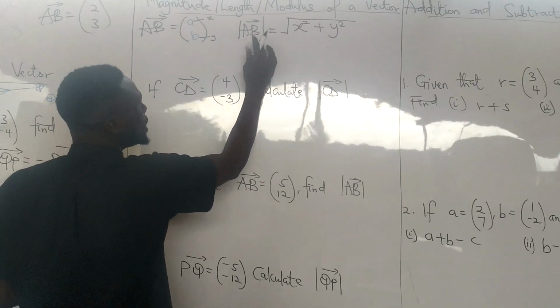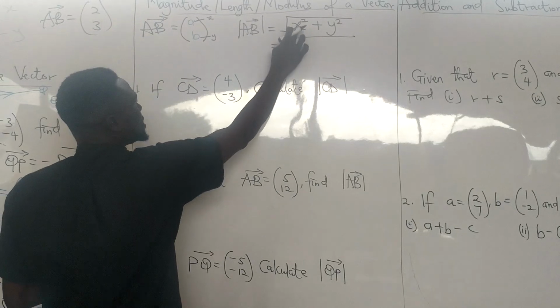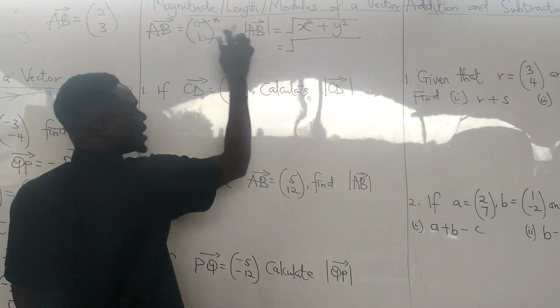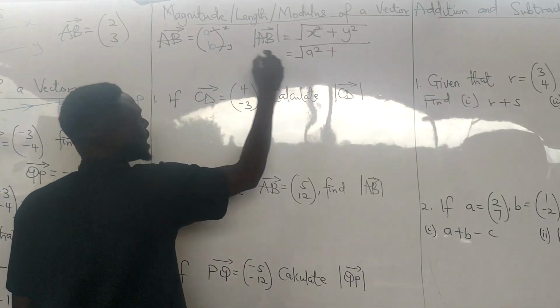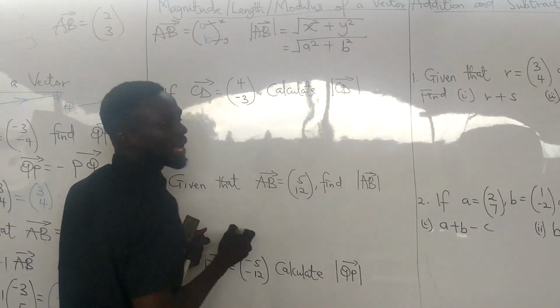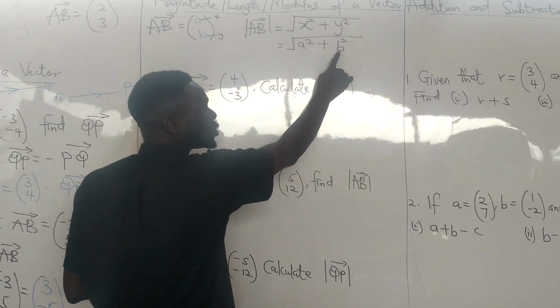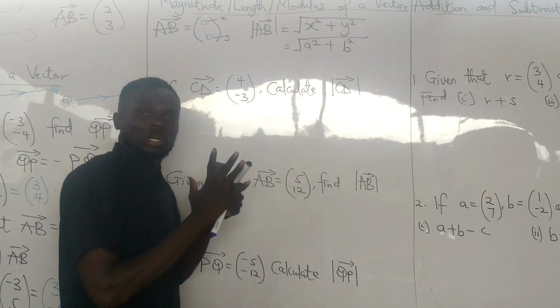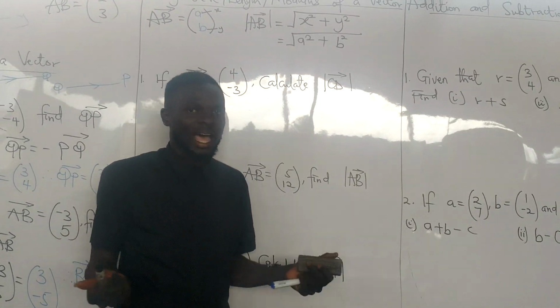So the magnitude of AB is equal to the square root of x squared, which is a squared, plus y squared, what is y here? b, so b squared. Then you find the value of a squared and that of b squared, put them together, and apply the square root sign to get the answer.